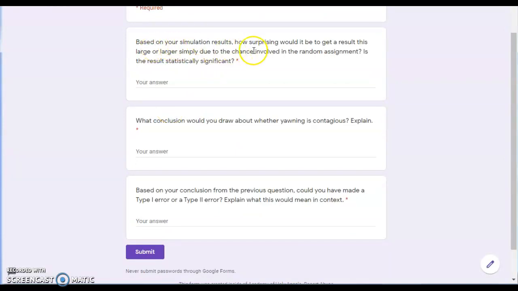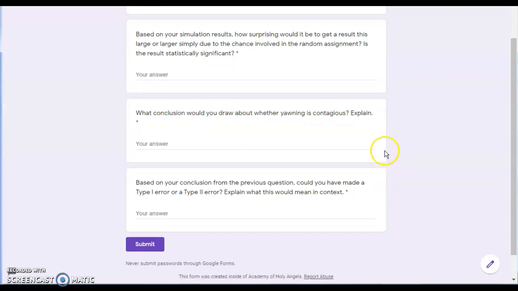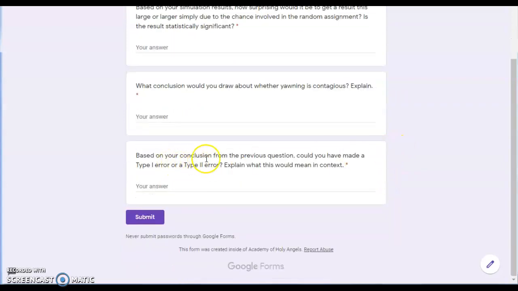Based on those results, how surprising would it be to get a result this large or larger just due to chance? So basically, are you surprised? What conclusion can you draw? This is related to p-value. Explain why you would draw that conclusion. And then based on that conclusion, could you have made a type 1 error or type 2 error, and explain what that means in context. You'll then submit those responses to me, and I'll read them over later tonight.